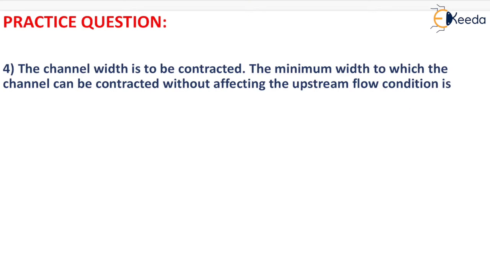If the channel is contracted, the depth of flow at this location decreases. Thus, the width of the channel can be decreased till the specific energy becomes minimum. Now, if the channel is contracted further, the depth of flow starts decreasing. Therefore, y plus q square upon 2gA square will be equal to E minimum.